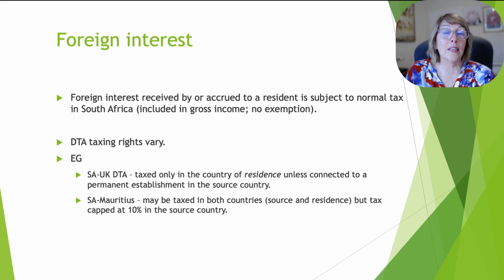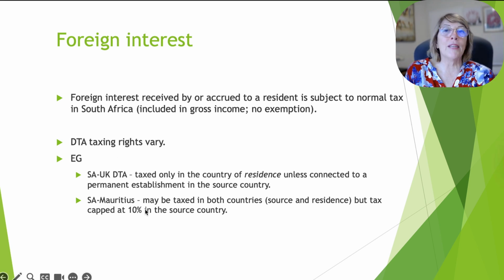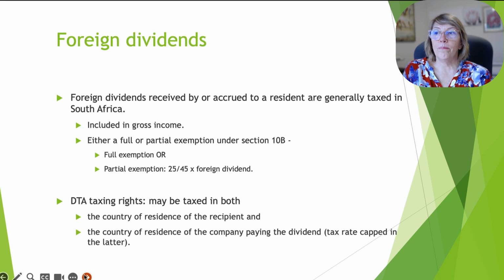So if you've got a South African resident who invests money in Mauritius and that pays interest to the resident in South Africa, that's going to be subject to a withholding tax in Mauritius. So it's going to be taxed in Mauritius and possibly also taxed in South Africa, but it's going to be subject to a withholding tax in Mauritius that's capped at a certain rate, and this is going to be 10% in this case. All right, but potentially taxed in both countries. And so then you would have to look at the section 6quat rebate to get relief for the foreign tax paid. So the South African resident would have to claim that rebate in their tax return to get relief for the foreign tax that has been paid there.